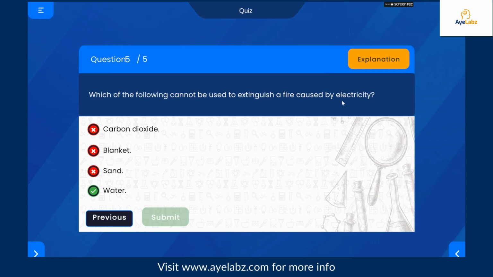We have journeyed through the heart of the fire, explored its very essence, and peeled back the layers of flames. From understanding the fire triangle to uncovering the secrets of a candle's flicker, you are now equipped with the knowledge to ignite curiosity in your students.